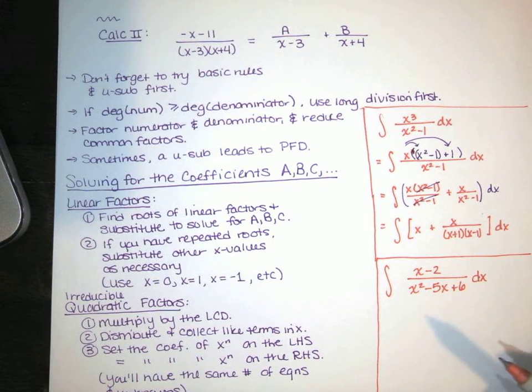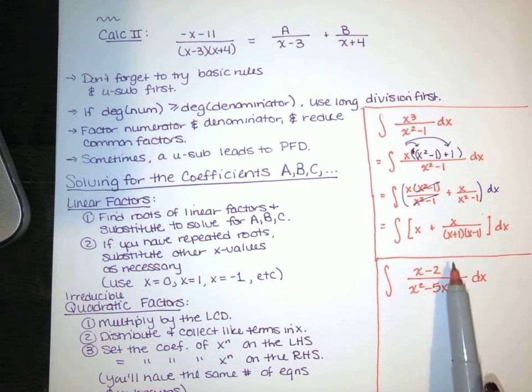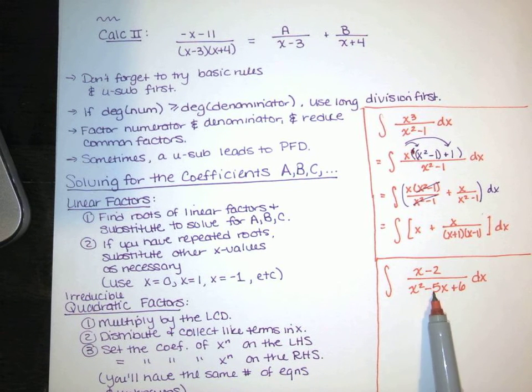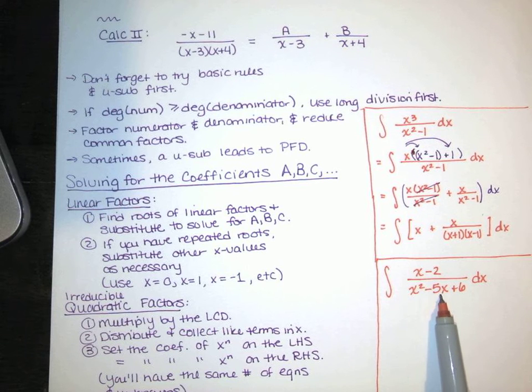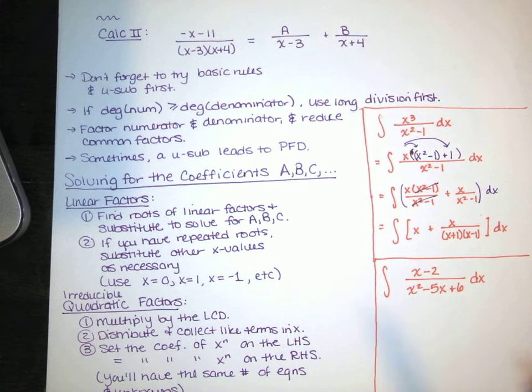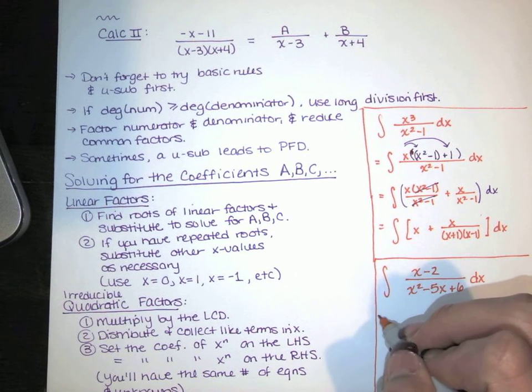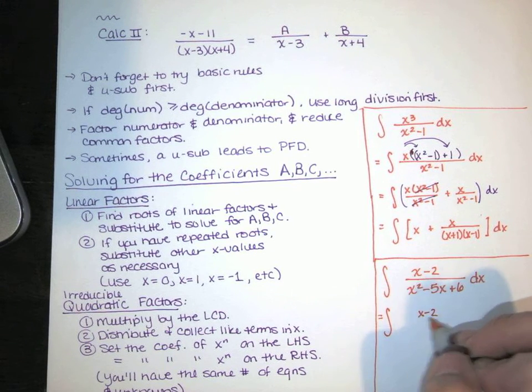Now, if I don't look too closely at this, based on everything that we've talked about, I'm thinking I probably have to do partial fraction decomposition because I've got a polynomial in the numerator and a polynomial in the denominator. Basic rules don't work, and if I let u be the denominator, I get 2x minus 5, and I can't multiply 2x minus 5 by anything to get an x minus 2. So I might think to myself, I have to do partial fractions, but I don't have to. Watch what happens when I factor that denominator.